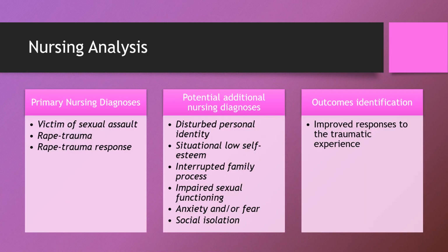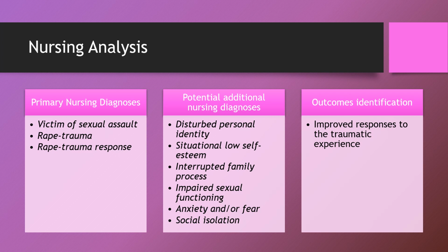So after our thorough assessment, we can identify our priorities. Primary nursing analysis may include victim of sexual assault, rape trauma response. The diagnosis, rape trauma response, addresses longer term reactions. It's usually defined as a maladaptive response that occurs to the victim after a rape, associated with disorganizing lifestyle and a long-term process of reorganization of that lifestyle.